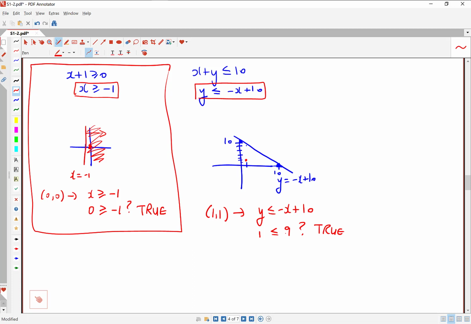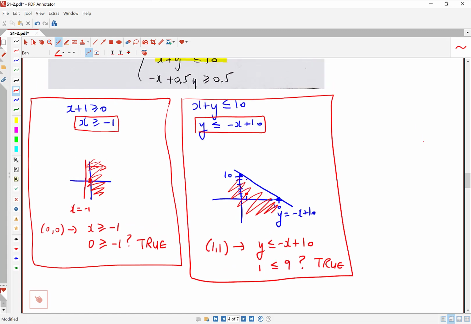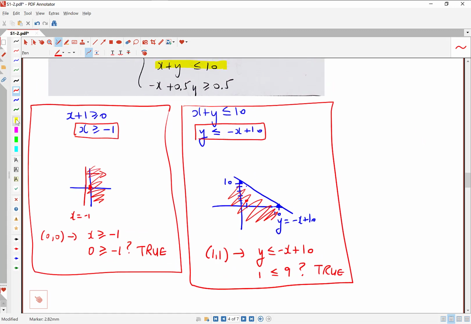And so that tells us that we do want to go in the direction that contains 1, 1. So we want to shade all this stuff here. That's our second inequality done. And then we've got a third inequality. Let's look back at the question. Third inequality, -x plus 0.5y greater than or equal to 0.5. We'll work on that one and then we'll put it all together into a single sketch.